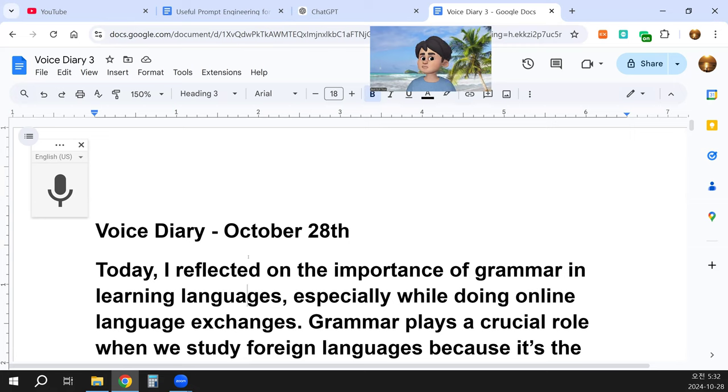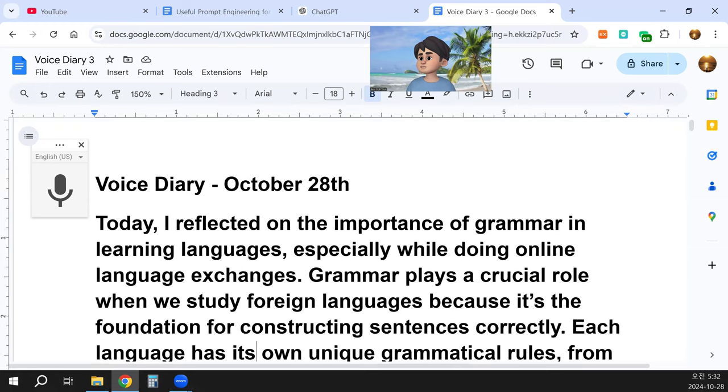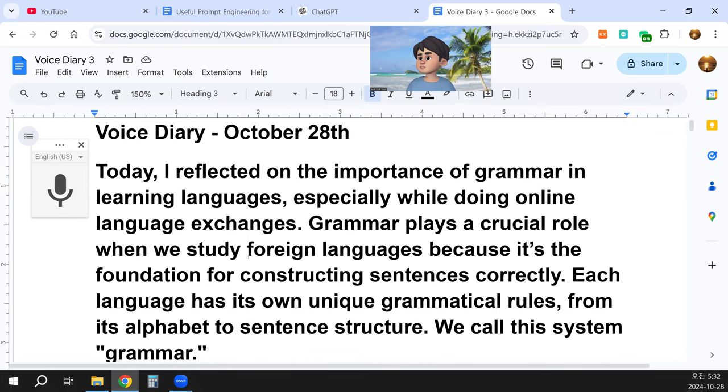Today, I reflect on the importance of grammar in learning, especially while doing my language exchange. Grammar plays a crucial role when we study foreign languages because it's the foundation for constructing sentences correctly. Each language has its own unique grammatical rules, from its alphabet to sentence structure. We call this system grammar.